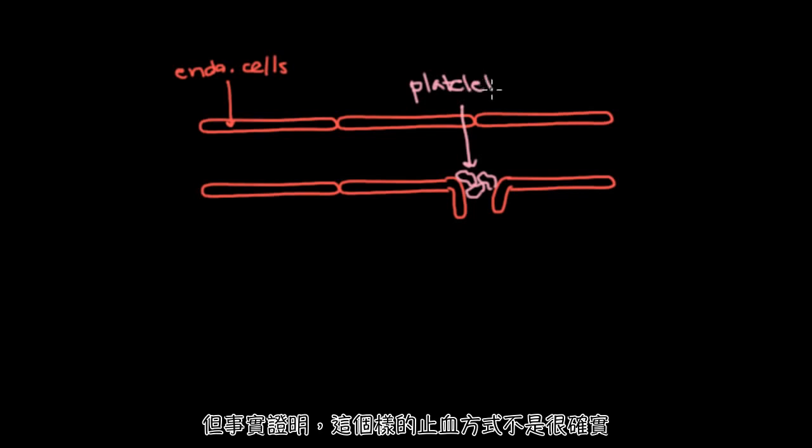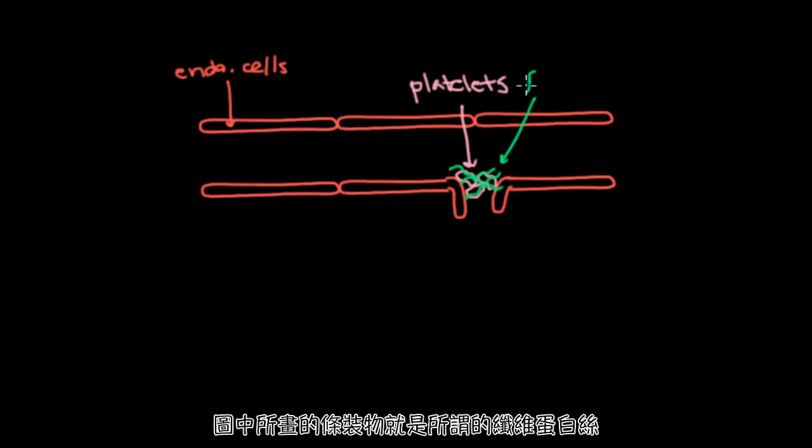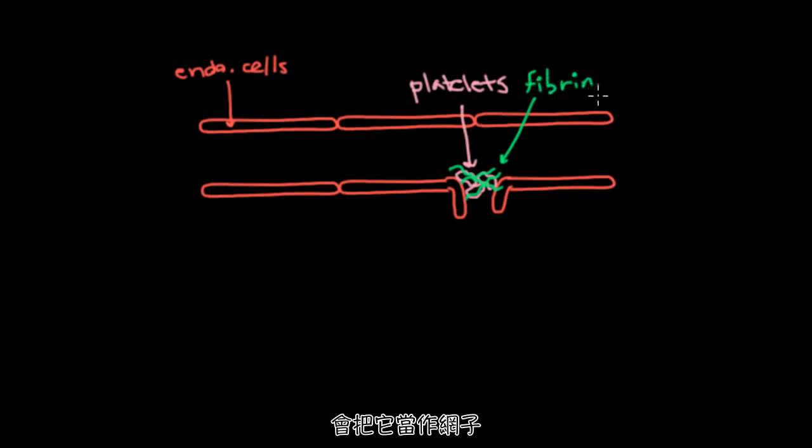But it turns out that this plug is not quite solid enough, and so the body needs a second mechanism to solidify the plug. And that mechanism is what we're going to talk about most in this video. And I'm drawing that mechanism here. What I'm drawing is little fibrin strands, which will come and act as a kind of mesh to hold the platelet plug together solidly. So what do these fibrin strands look like?